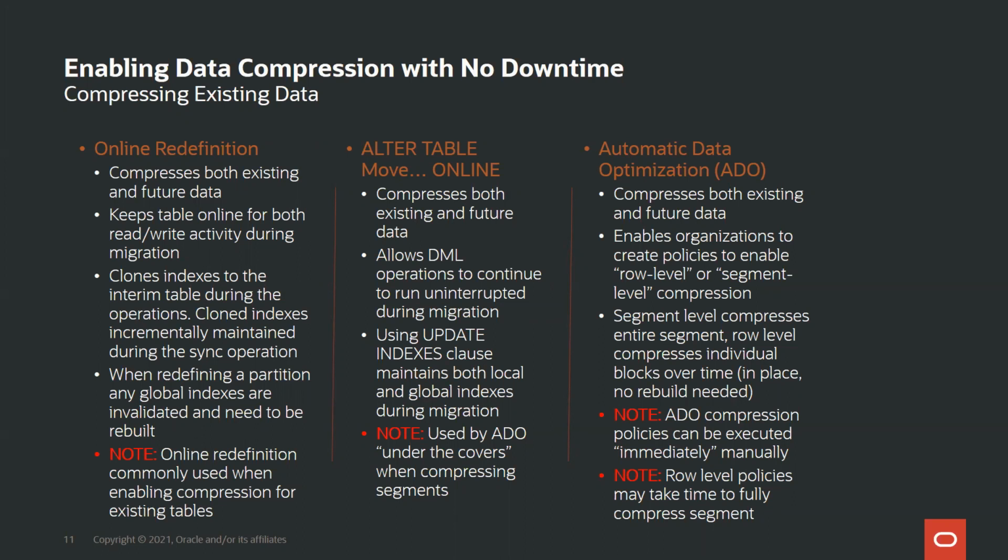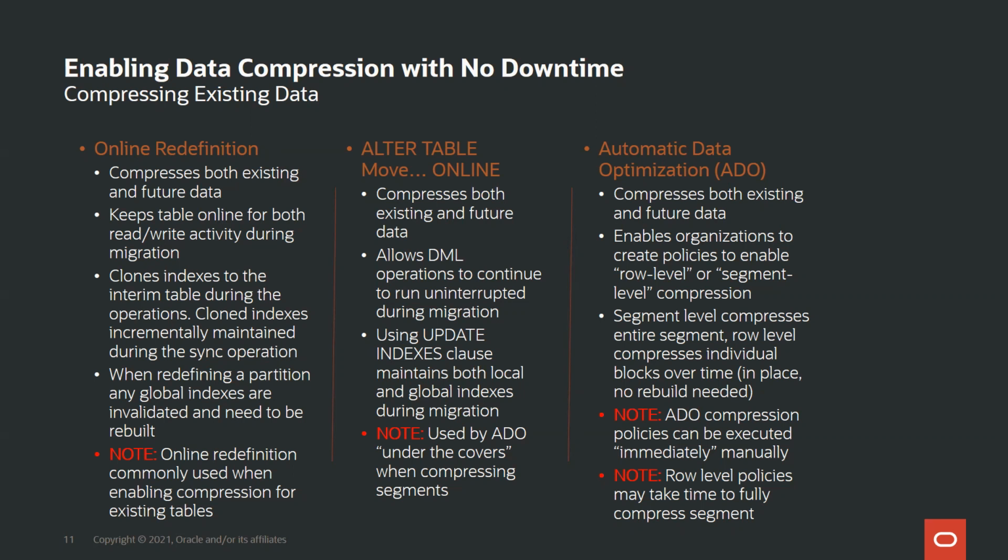Just as a side note, online redefinition is pretty commonly used by a lot of our customers when they're enabling compression for an existing table. One other way to enable compression on existing tables is using what we call automatic data optimization, or ADO. Now, ADO is a feature of Advanced Compression, and I'll point you to some more information about this at the end of the session here.